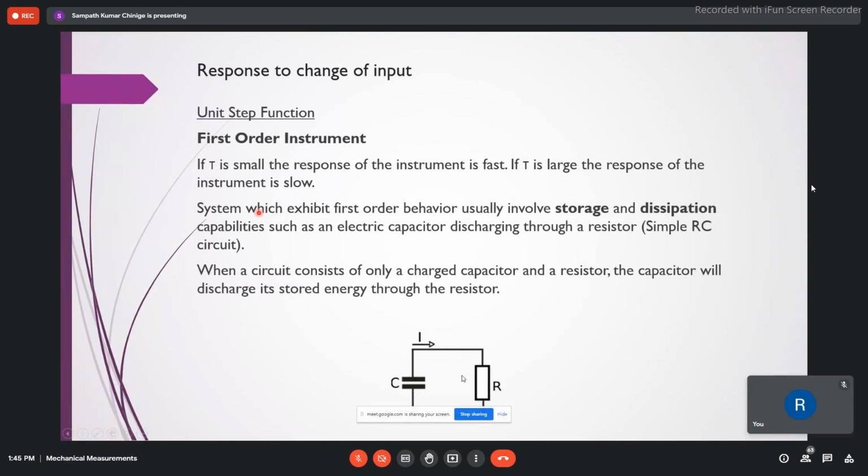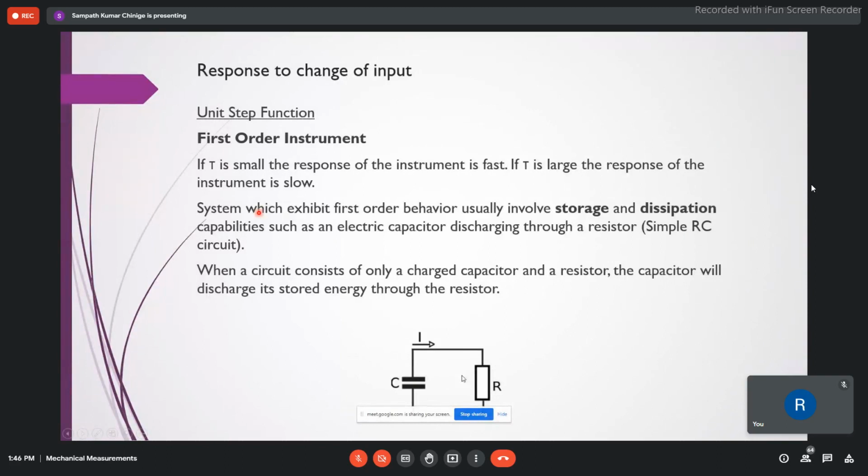These first order systems generally have capacitance and resistance. If it comes to thermal systems, we call it thermal capacity, or if it is electrical measuring systems, we call it electrical capacitance. Similarly, the resistance may be either electrical resistance or thermal resistance, which is the factor that helps in dissipation of the energy, the dissipation of the signal.